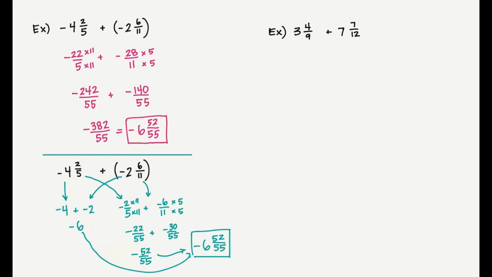So let's try one without any negatives. 3 and 4/9 plus 7 and 7/12. So I'm going to add these in parts. 3 plus 7 add up to 10. Okay, that's the easy part. Then I have 4/9 plus 7/12. Okay, so the denominators are 9 and 12.